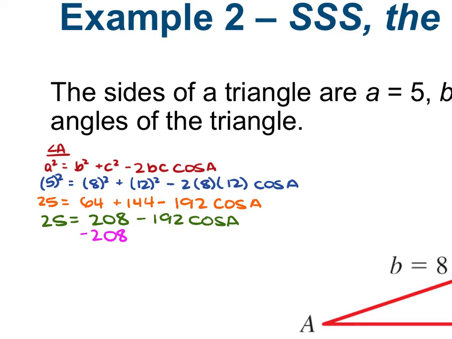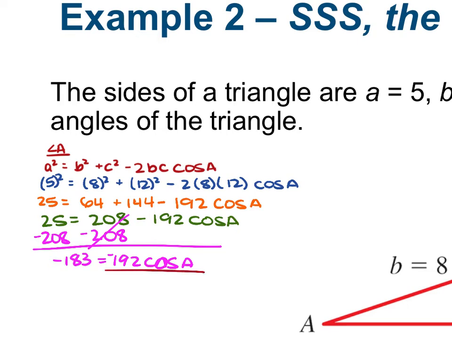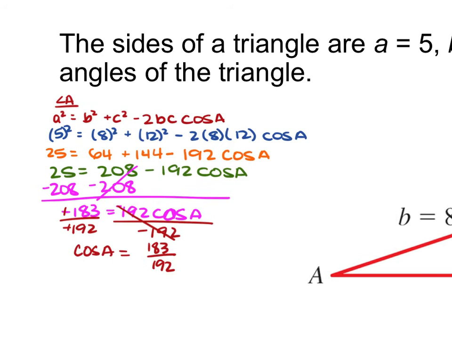We're going to subtract the 208 from each side. This leaves us with 25 minus 208, which is negative 183, is equal to negative 192 cosine A. From here, we're going to divide each side by negative 192. They turn to be positive. So this is telling you that cosine A is 183 divided by 192. To find angle A, we're going to take the inverse of cosine, so cosine to the power of negative 1 of 183 divided by 192.